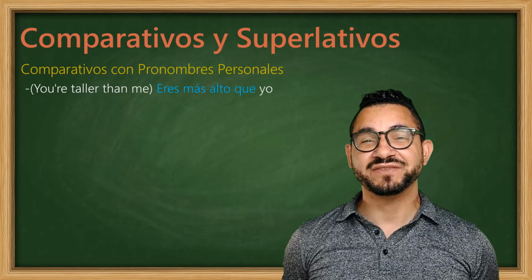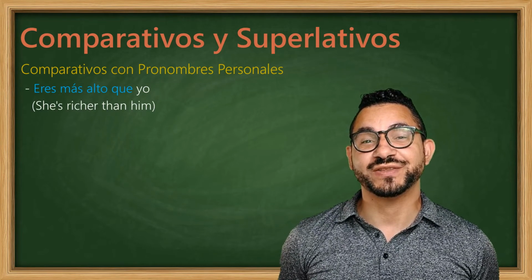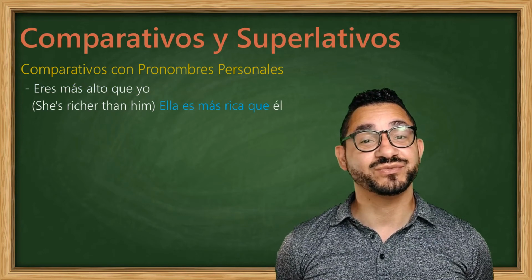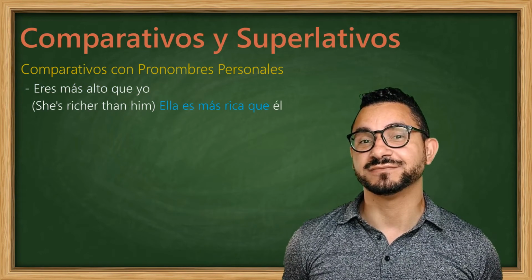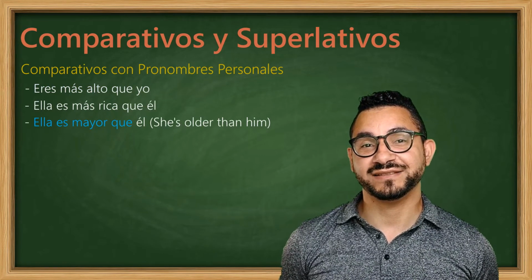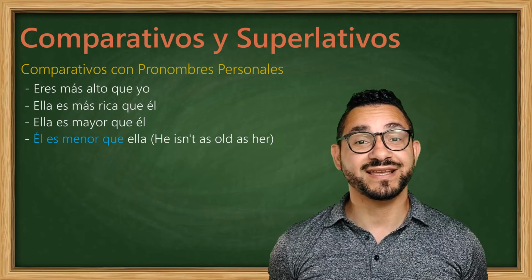Okay? Let me give you another example. She is richer than him. In Spanish, we say, she is richer than he. Let me give you 2 examples in Spanish. Ella es mayor que él. Él es menor que ella.